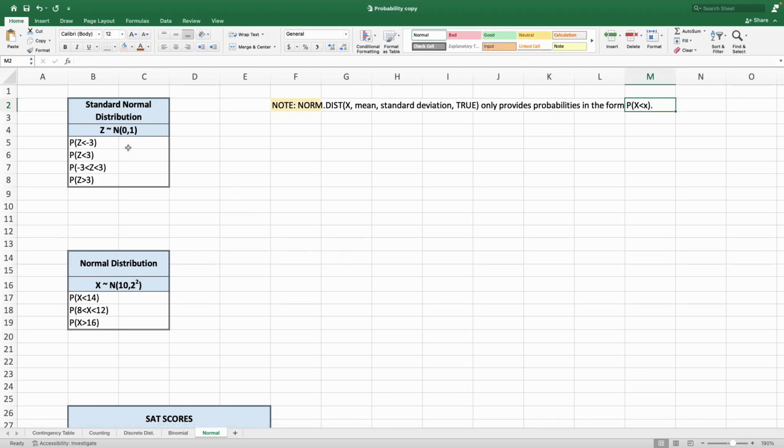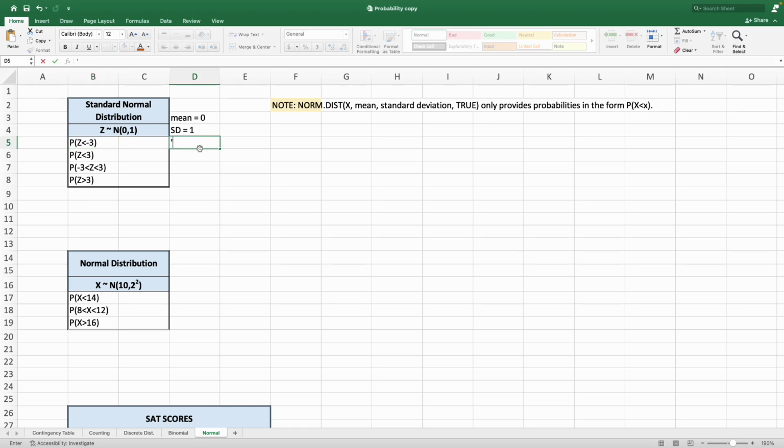So we're going to calculate, let's start with the standard normal distribution. Recall that the standard normal distribution has a mean of 0 and a standard deviation of 1. So maybe I should be a little more clear. Let me say mean equals 0, standard deviation equal to 1. Okay, we want to find the probability that z is less than negative 3. So we're going to use this function.